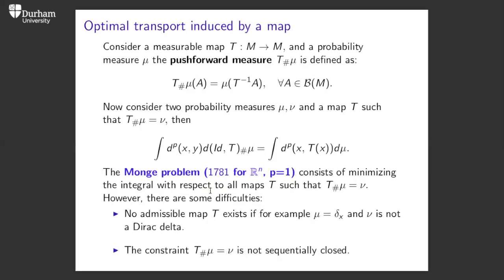This problem has some difficulties. For example, if the initial measure is, say, a Dirac delta, and the final measure is not, then there are simply no maps. And even if there are maps, this condition is not sequentially closed. So we can't find the minimizer with this constraint, at least in some cases. Later, I will describe what we can assume from the initial measure in order to solve this.